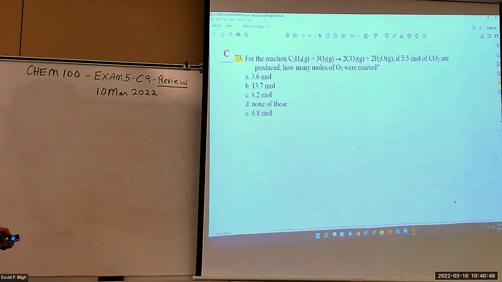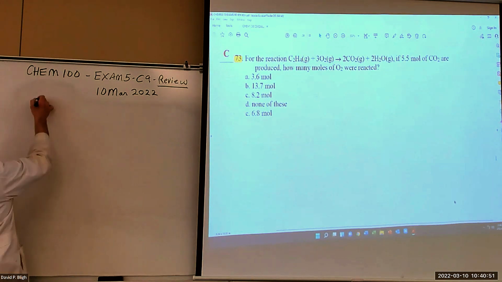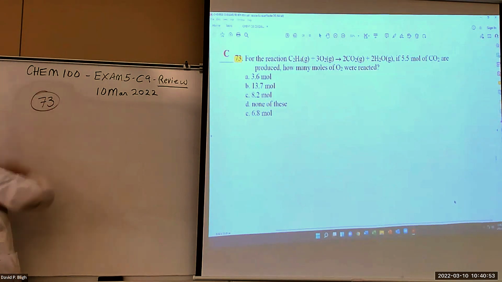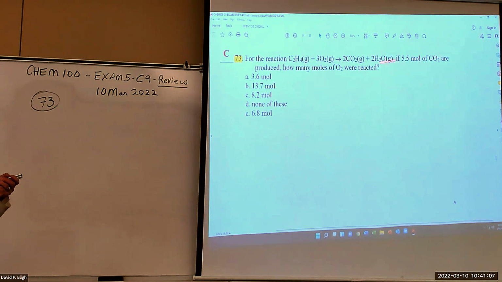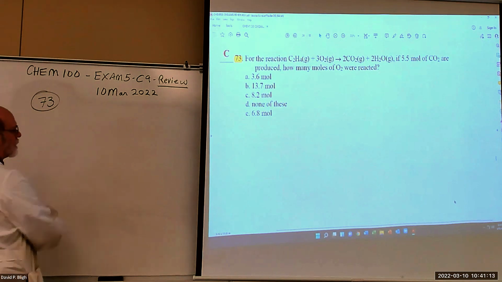And let's see, page to 73. In this reaction, C2H4, I think that's ethylene, burned with oxygen is a combustion reaction, makes carbon dioxide and water. 5.5 moles of carbon dioxide are produced. How many moles of oxygen were reacting? Oh, it's already balanced for us. That's good.